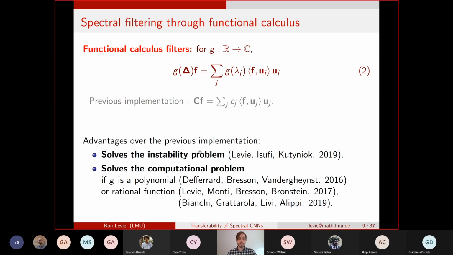Now the second problem that we solved is the computational problem. Because now if g is a polynomial, you don't ever have to compute the eigendecomposition of the Laplacian. This right-hand side only lives in theory, and in practice, you apply the polynomial on the Laplacian directly in the graph domain, using compositions of the Laplacian on itself instead of powers. And this also works for rational functions, where, as I said before, for a rational function, we invert the denominator, and this can be approximated directly in the graph domain. And in both of these methods, the computational complexity is linear in the number of edges in the graph. So they are efficient.